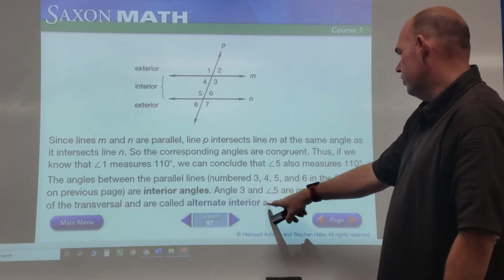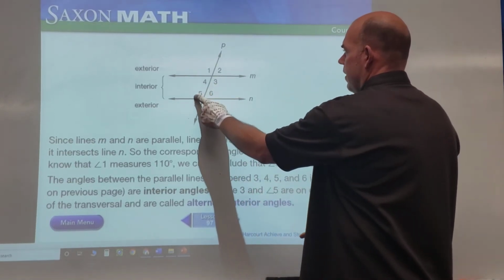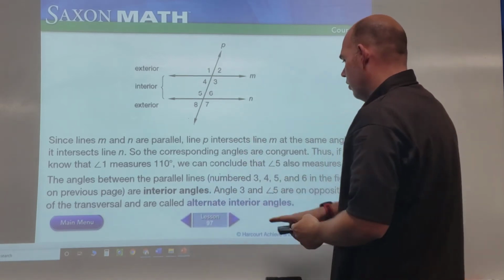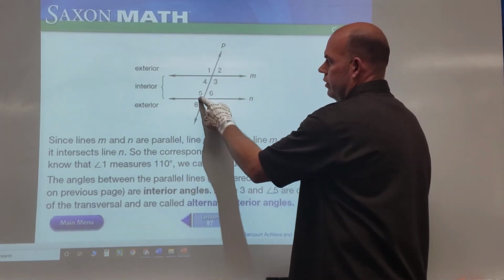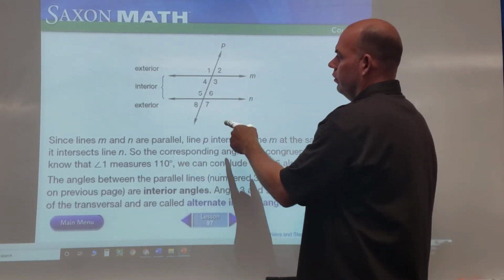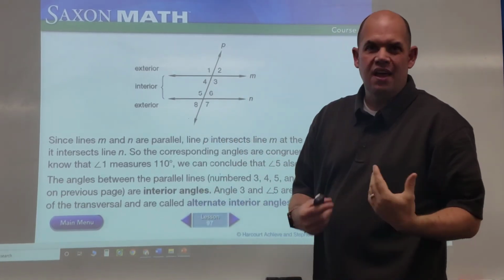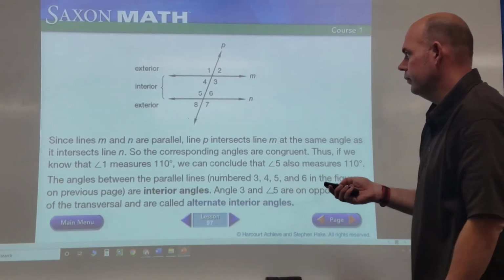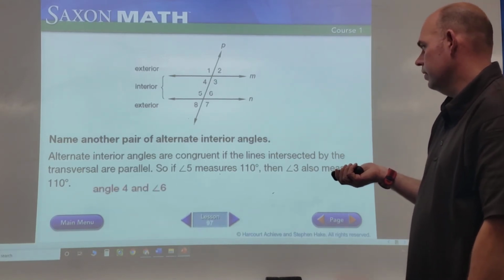The alternate interior angles, that's angle 3 and 5. 3 and 5 are alternate interior angles. That means that they have the same angle, just as 4 and 6 have the same angle. That's alternate interior. Alternate exterior would be 1 and 7, 8 and 2, because they have the same angle. I'm going to skip all this.